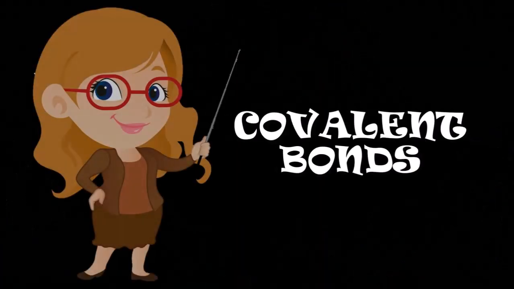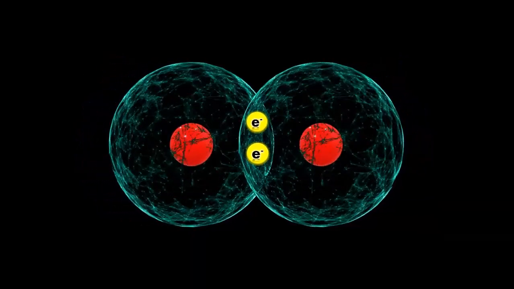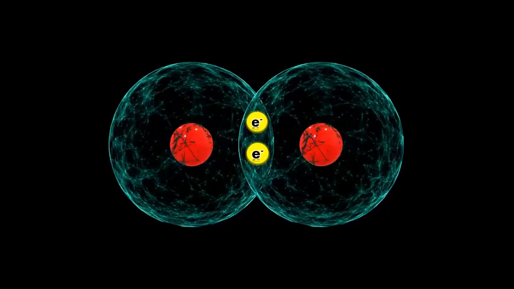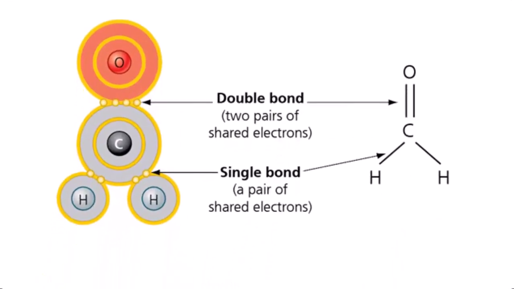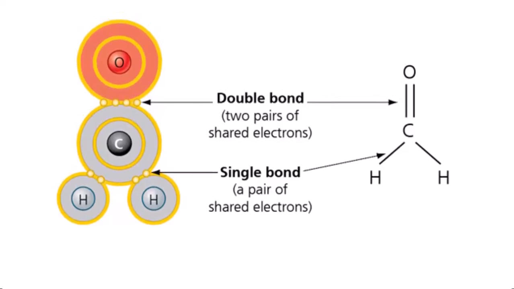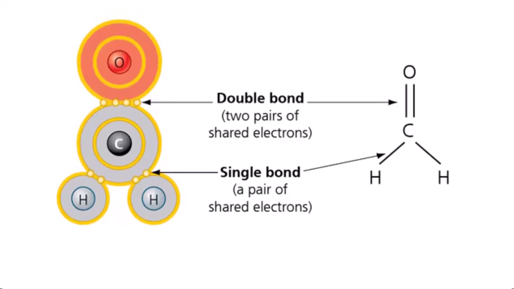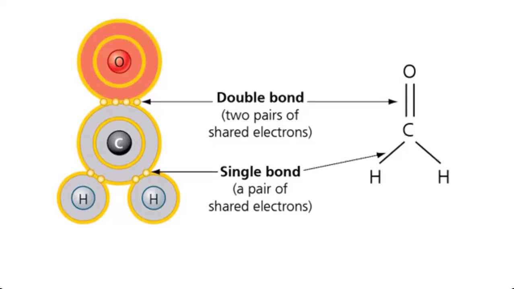A covalent bond forms when two atoms share one or more pairs of electrons. Covalent bonds are the strongest of the 3 bonds we will talk about. The oxygen atom here shares 2 pairs of electrons with the carbon atom, forming a double bond. Each atom of hydrogen can form 1 covalent bond, and oxygen can form 2 covalent bonds.